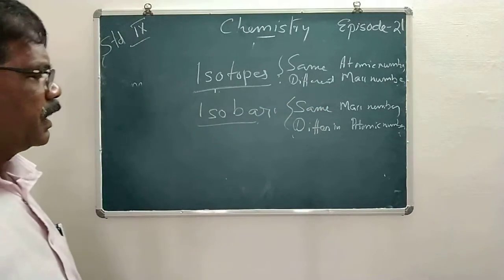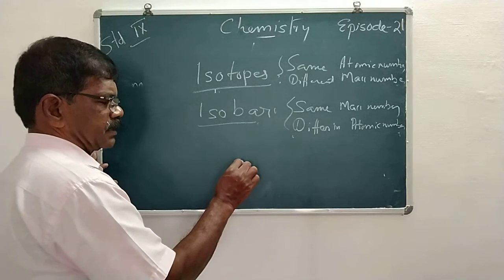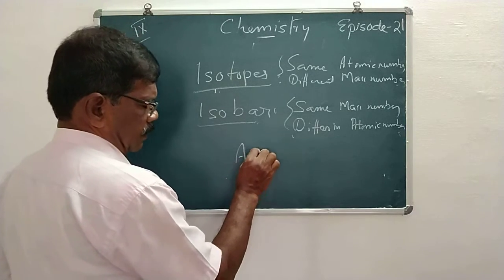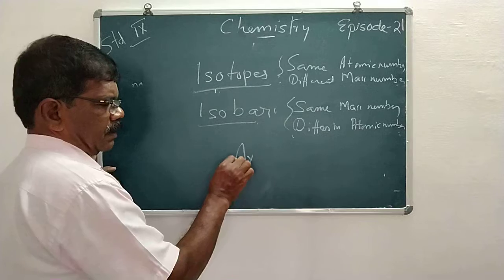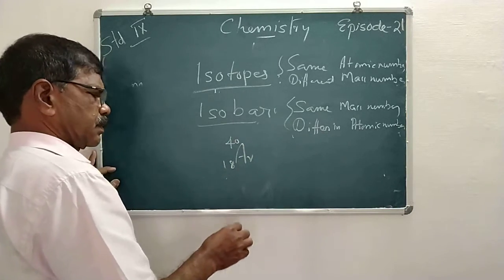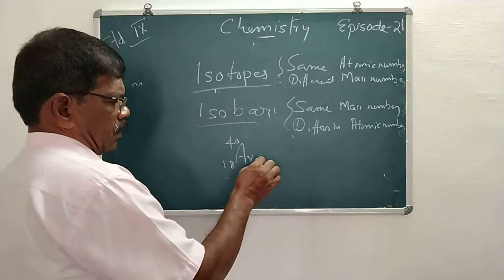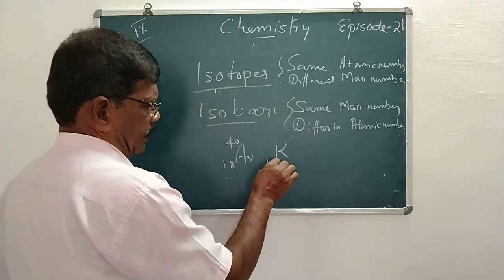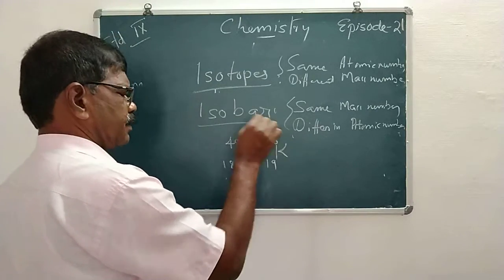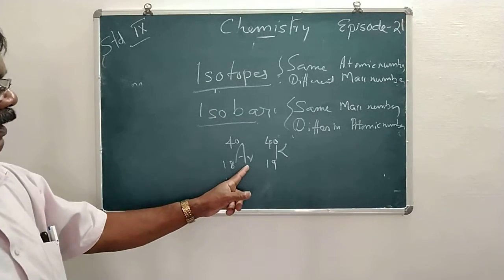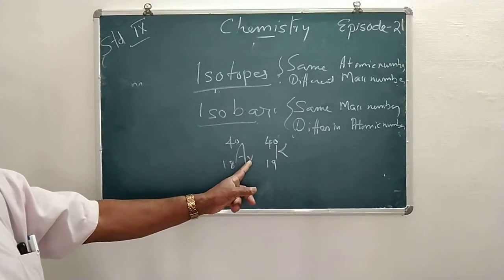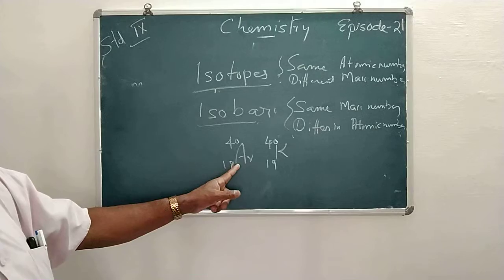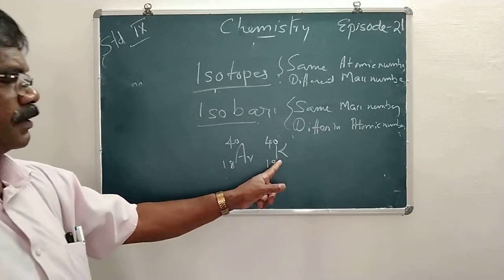For example, two isobars are argon and potassium. Argon has atomic number 18, mass number 40. Potassium has atomic number 19, mass number 40. Look, argon and potassium have the same mass number 40, but their atomic numbers are not equal. The atomic number of argon is 18 and that of potassium is 19.